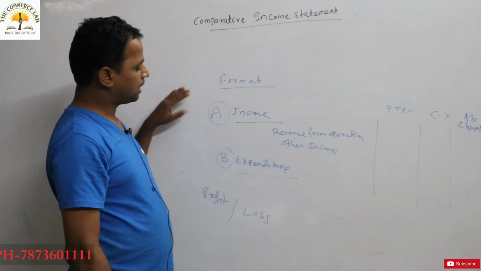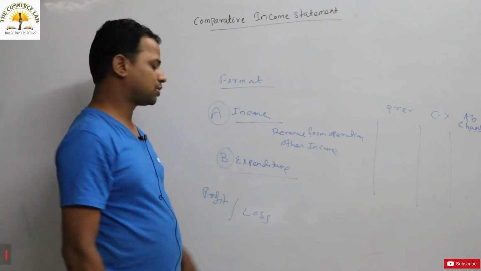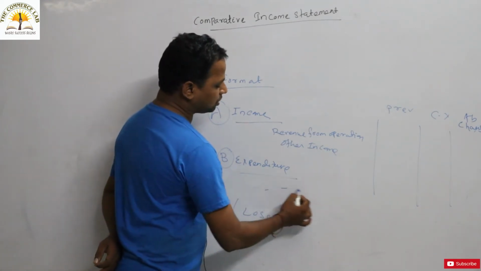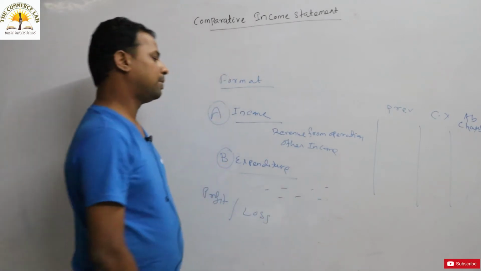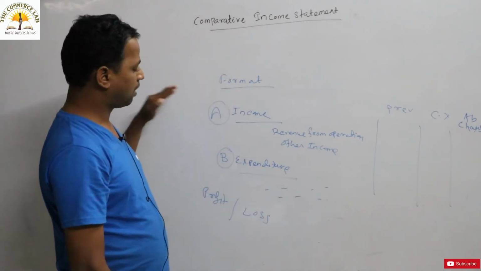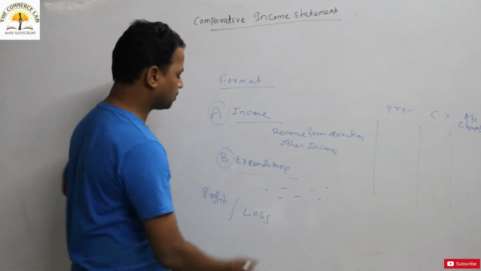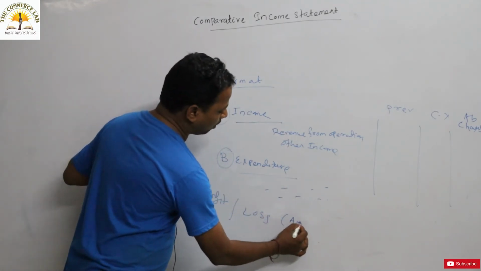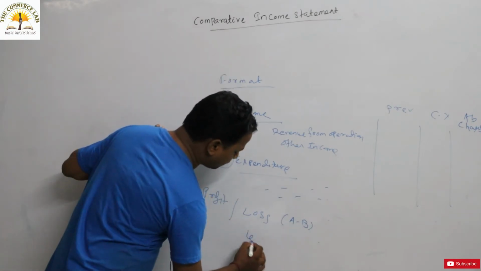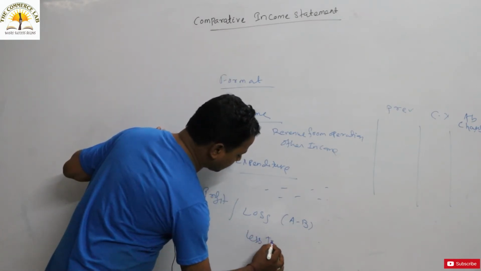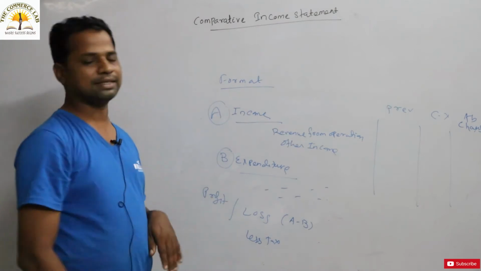So income comes first, and after that expenditure will come. There are so many expenditure items. Then we have to deduct B from A, so what you will get is profit or loss. Okay. If tax is there, you have to deduct the tax also.